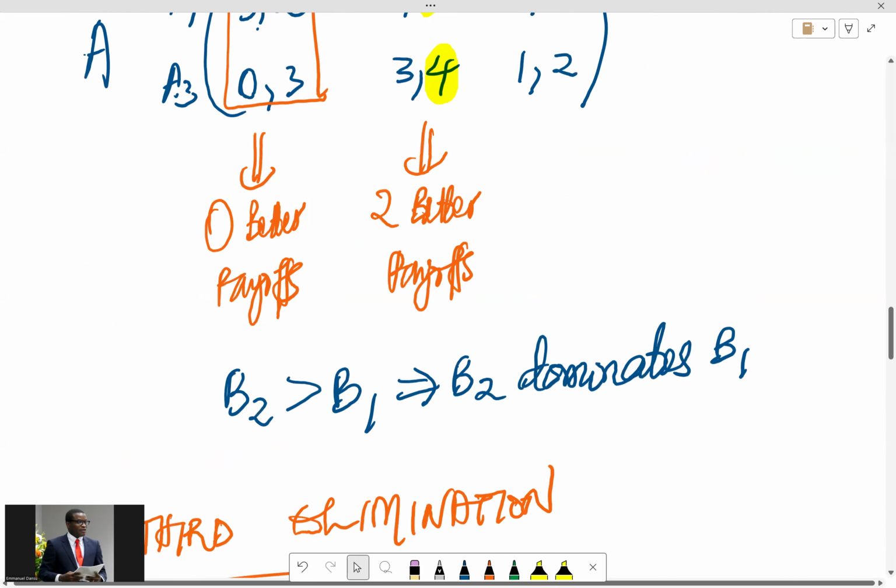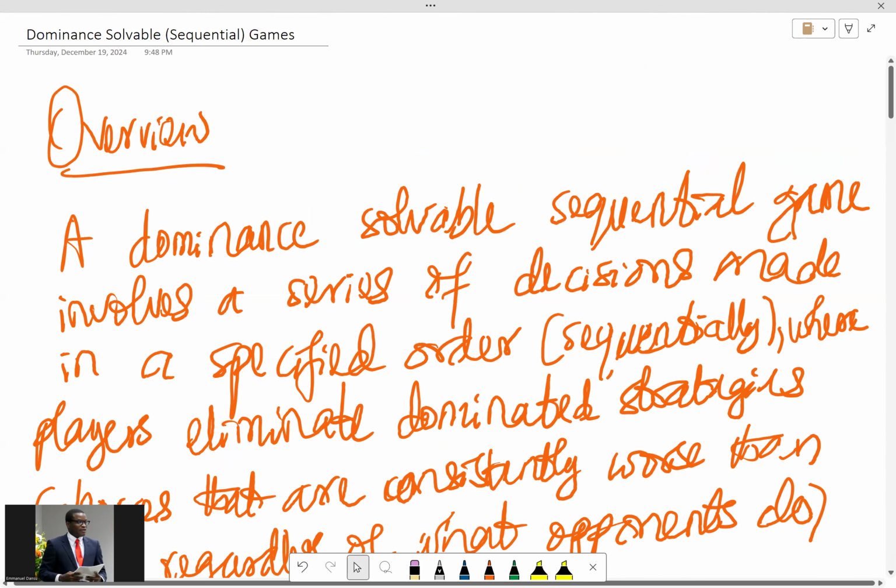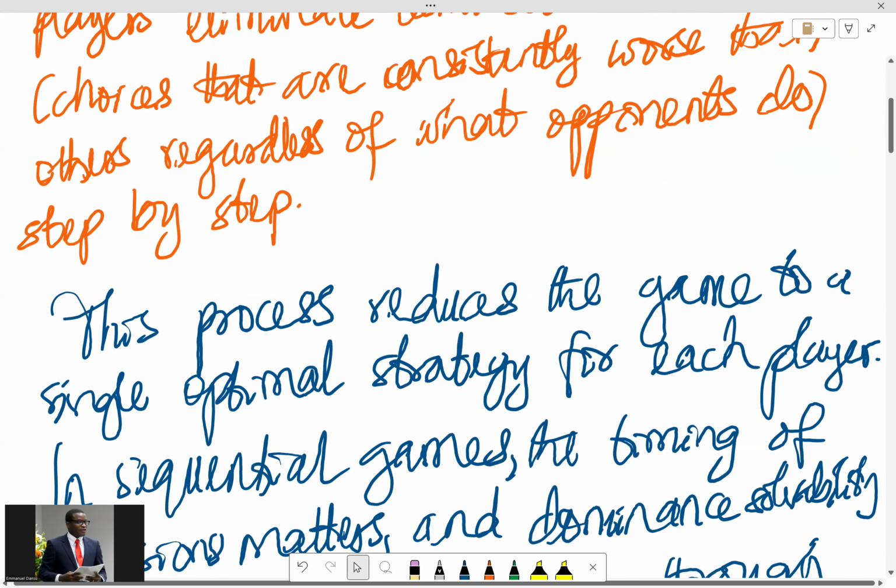So in the next video, I'll be solving the same problem using a dominance solvable simultaneous game, where in that case, one player plays all his game and then hands it over to the second player to play all his game, and then we see if we are going to arrive at the same answer or not.